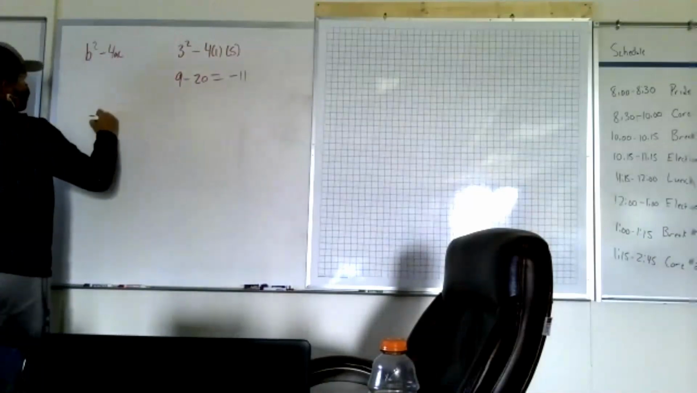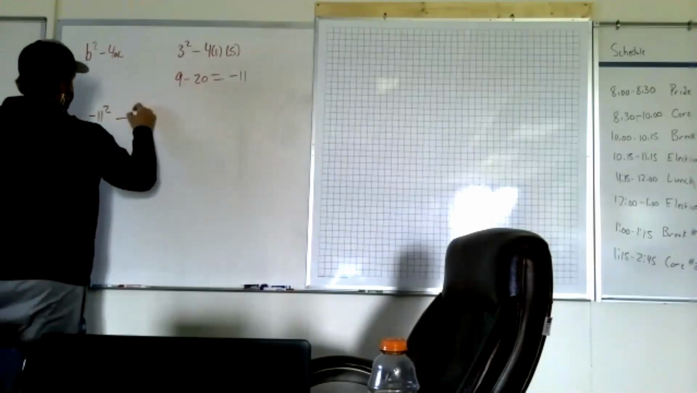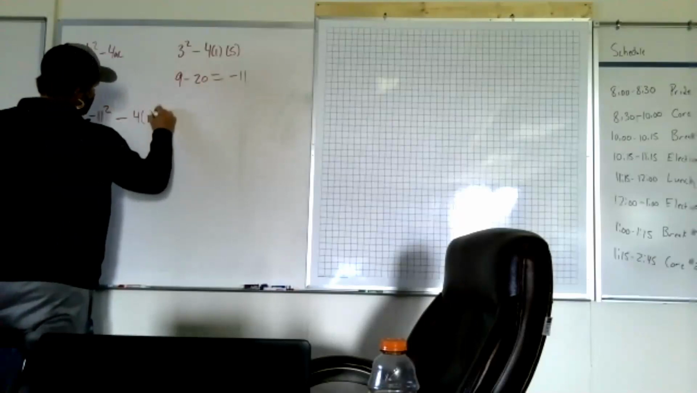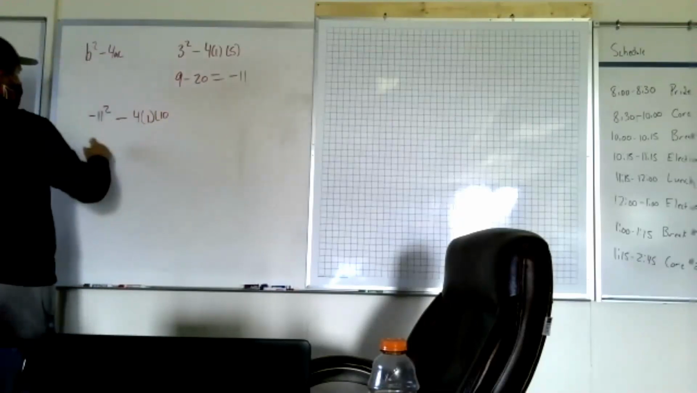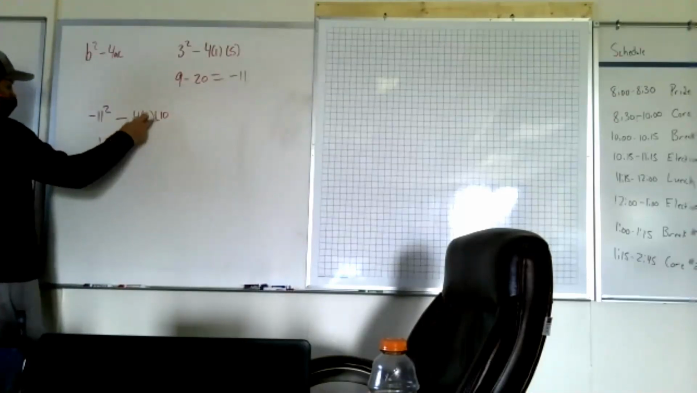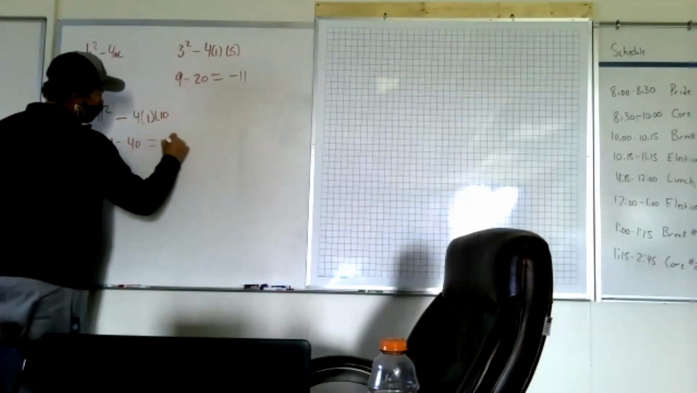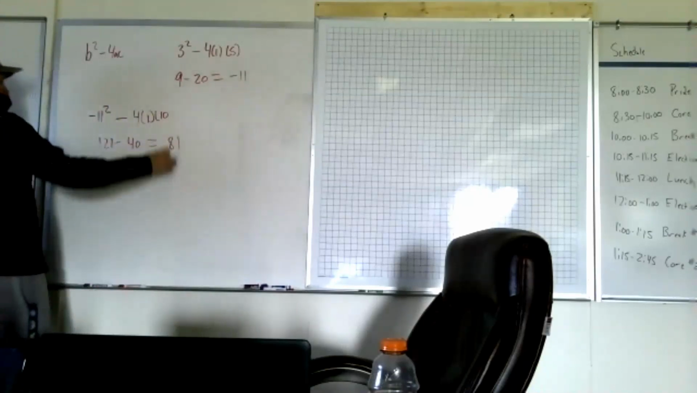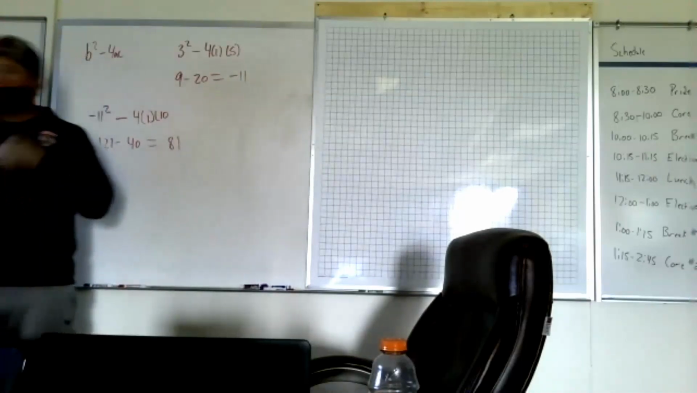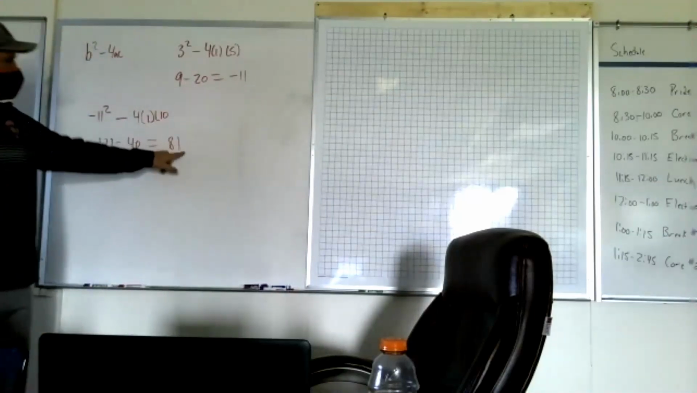So that's negative 11 squared in this case, minus 4 times 1 times 10. Negative 11 squared is 121, minus 4 times 1, which is 4, times 10 is 40. So that's equal to 81. 81 is a perfect square, where the square root would be 9. So this has real roots. It's a positive number that's a perfect square.